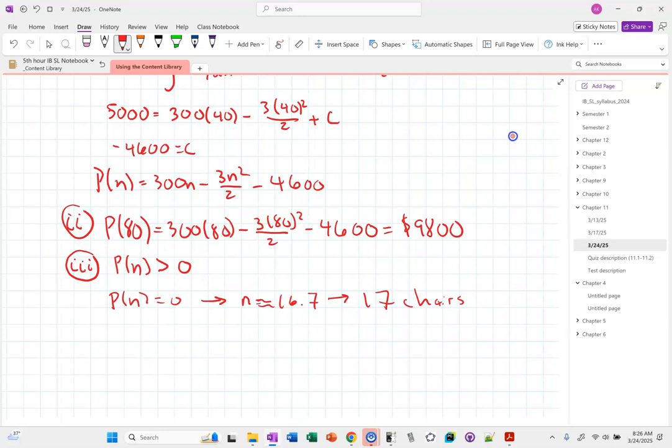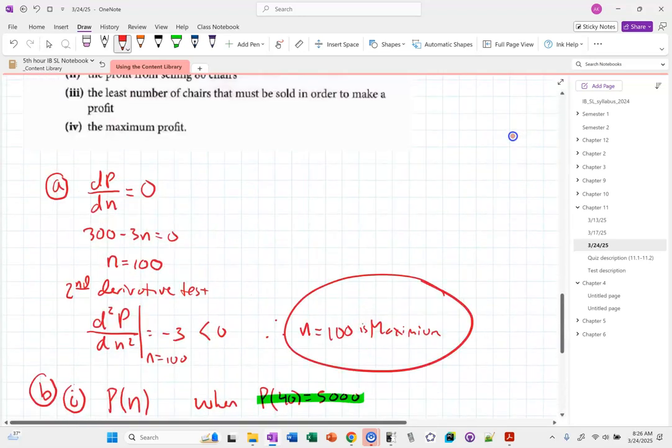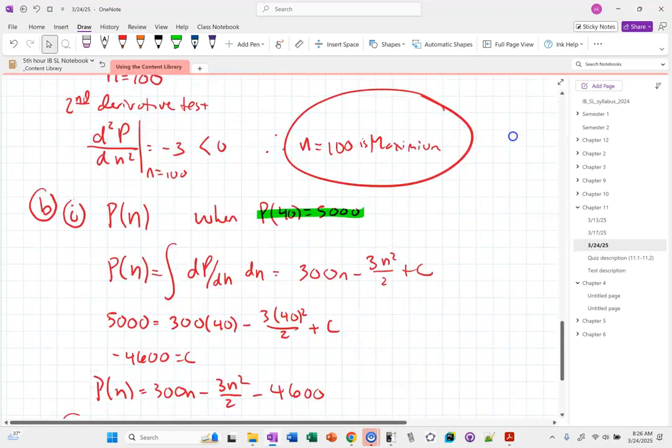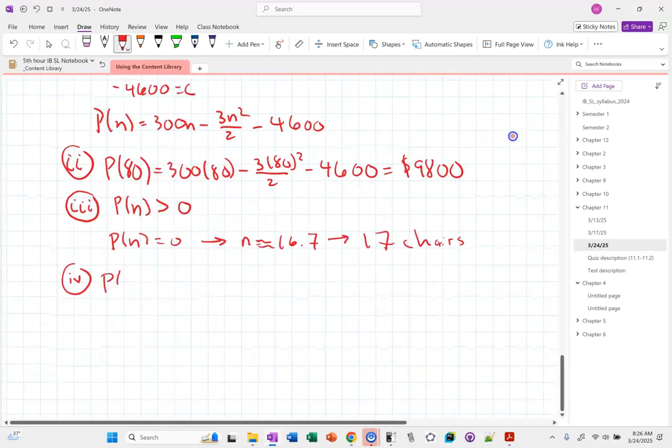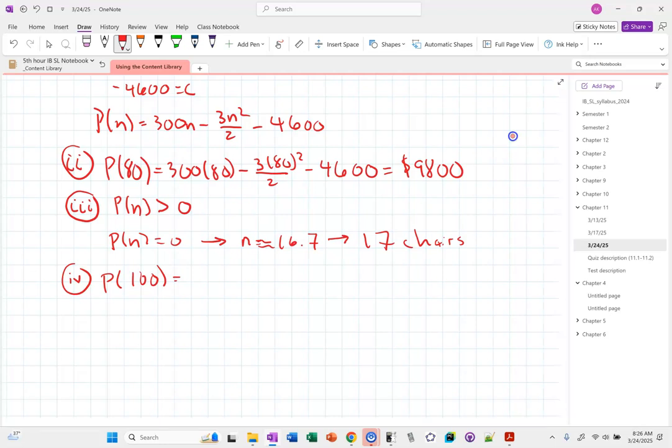So I'll do that. And then part IV asks for the maximum profit. Well, I know that. I know when that happens. When does that happen? When I sell 100 chairs. So all I need to do is plug 100 into n and get my number, whatever that is. I don't care. What do you guys think? Feels okay?